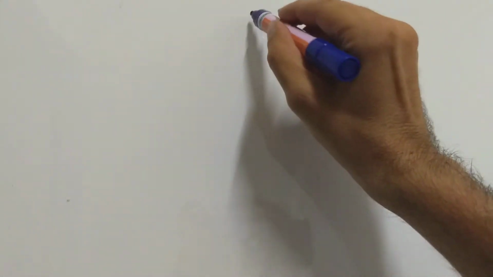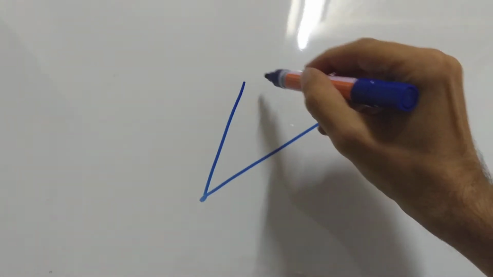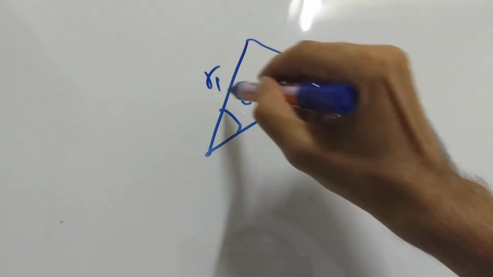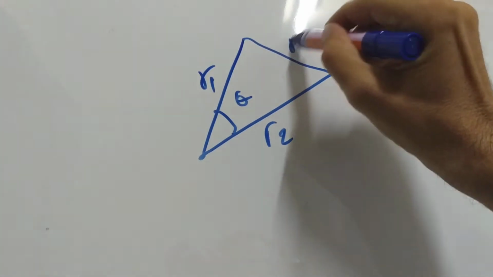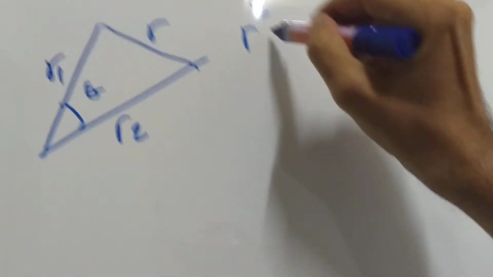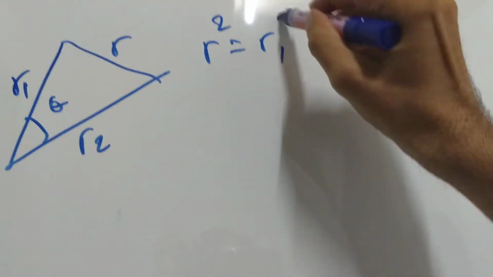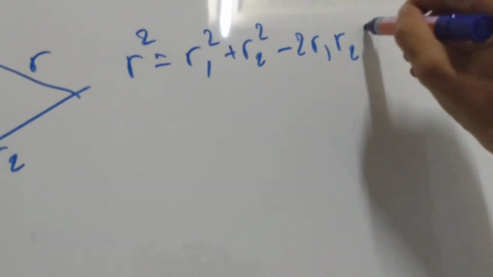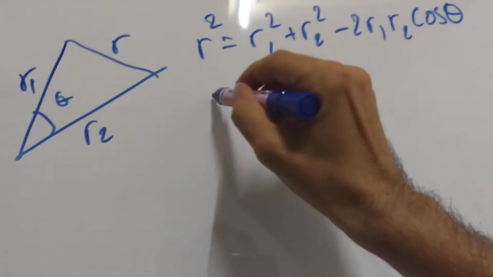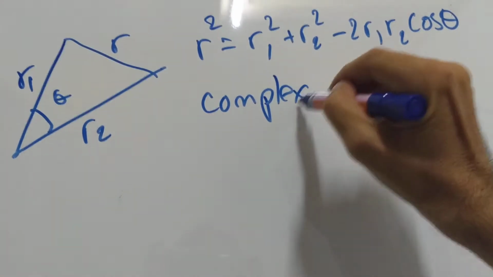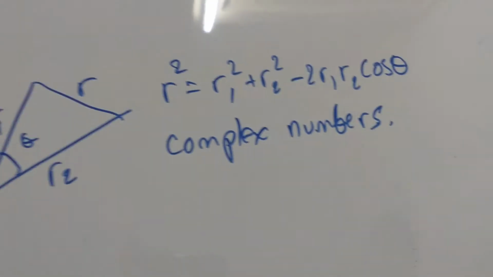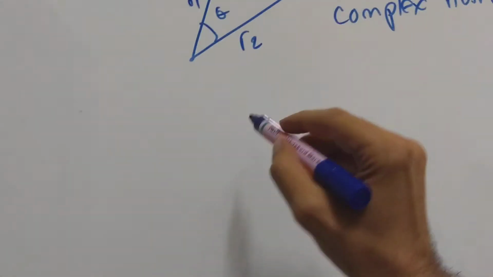Okay. I have here a little triangle. We have some angle theta. This is R1, this is R2, this is R, and I want to prove that R squared is equal to R1 squared plus R2 squared minus 2 R1 R2 cos theta. And we're going to use complex numbers. And if you don't know anything about complex numbers, well, this is your introduction.